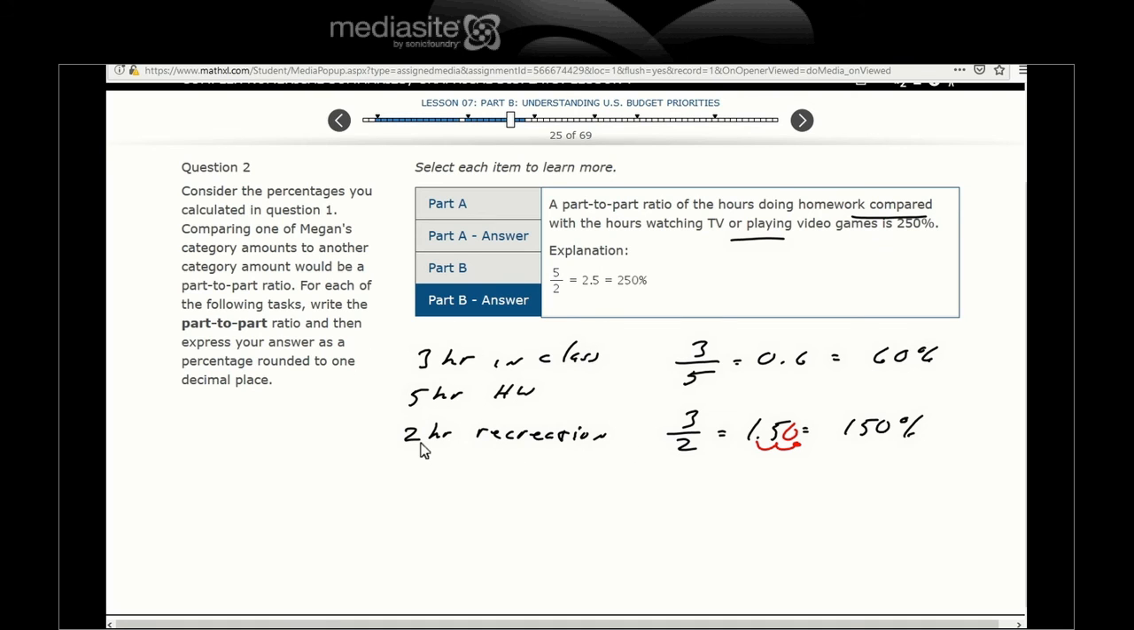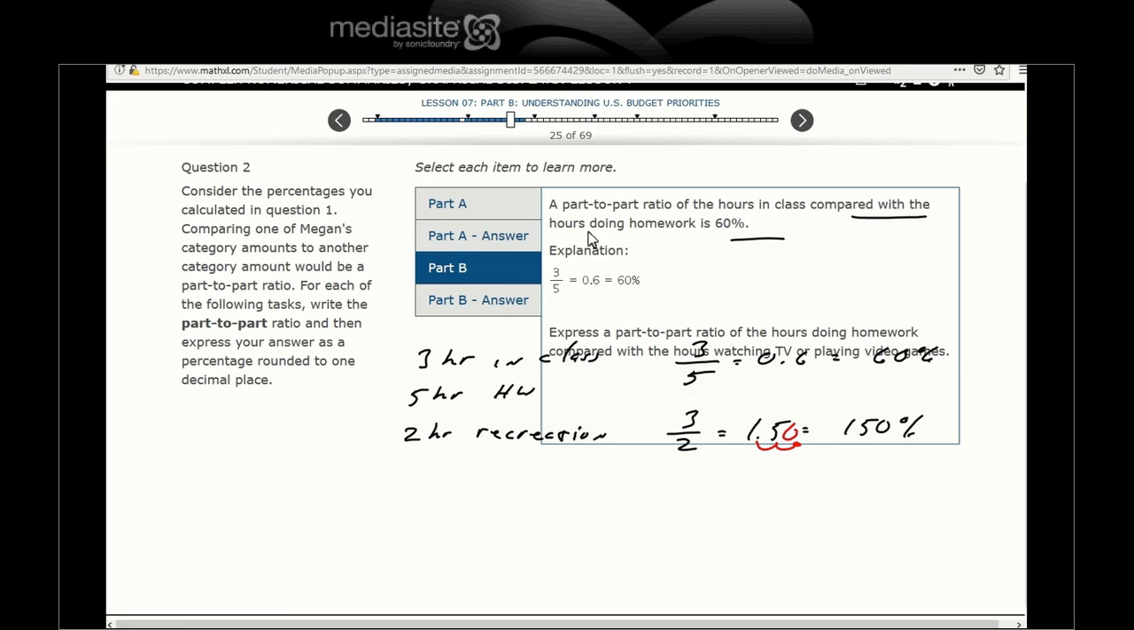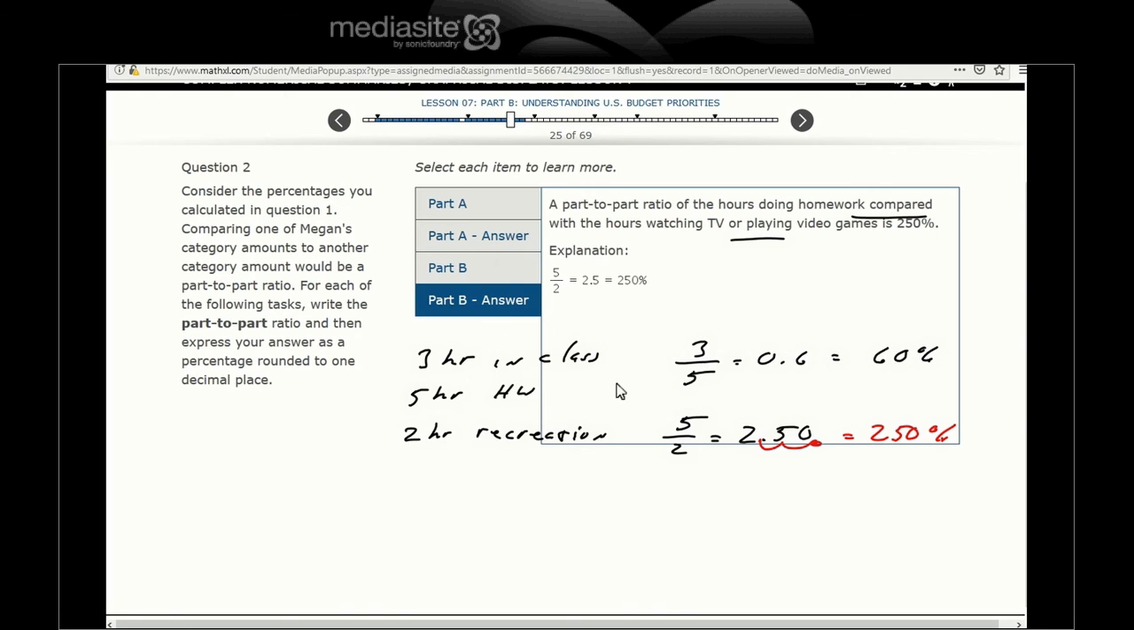Oh, yes. I read the question wrong. Homework, not in class. Homework, which is 5 to 2, or 2.5, or 250%. And read your question more carefully.